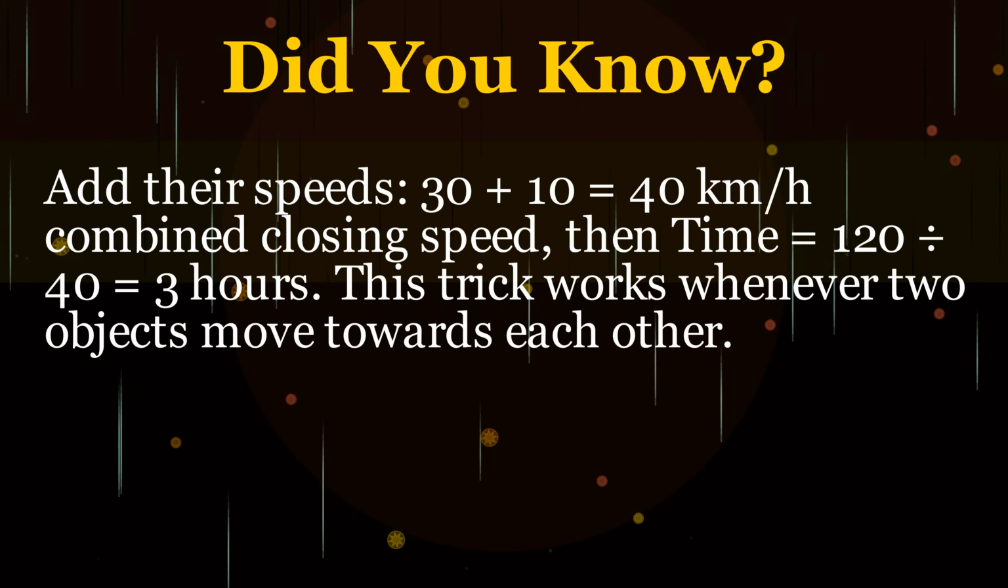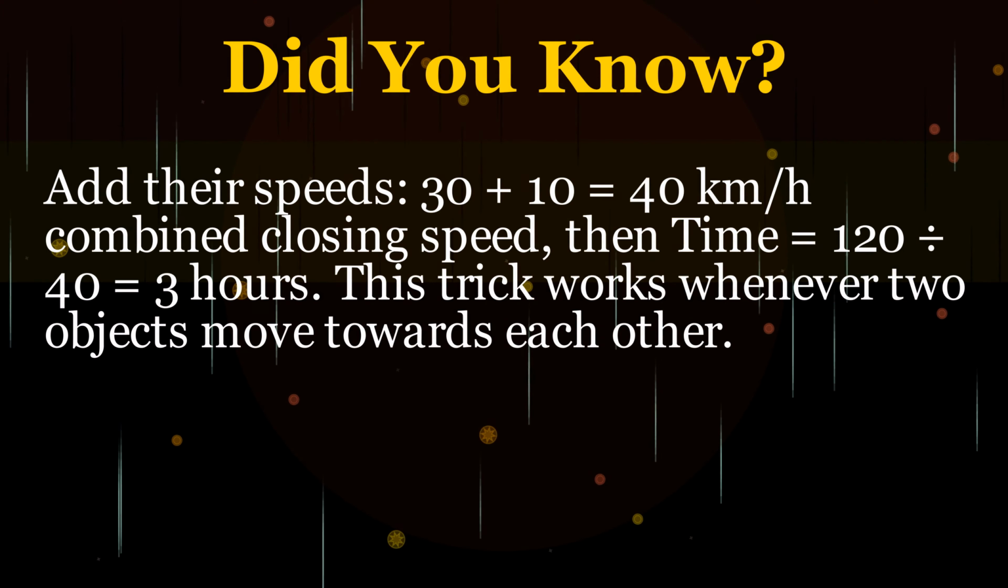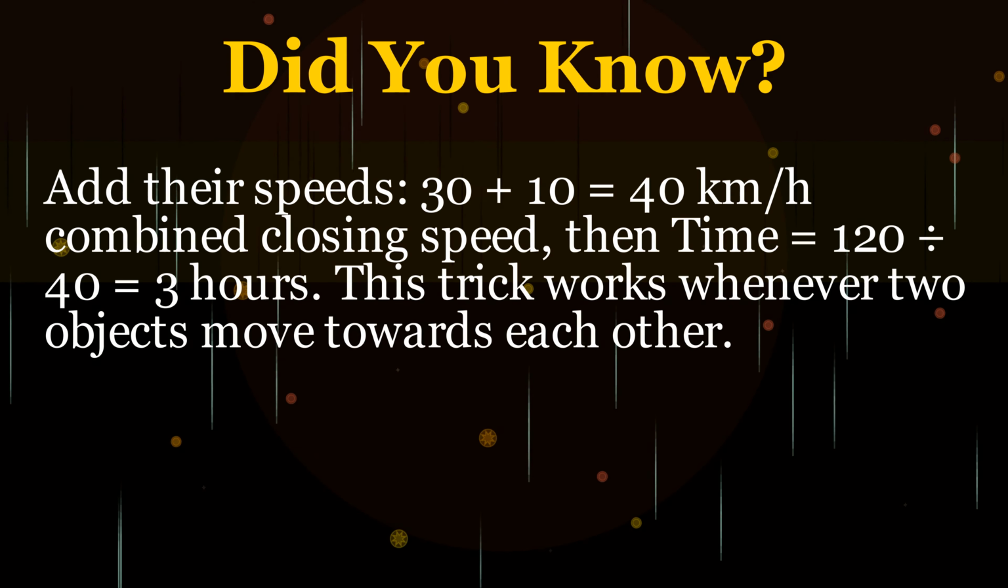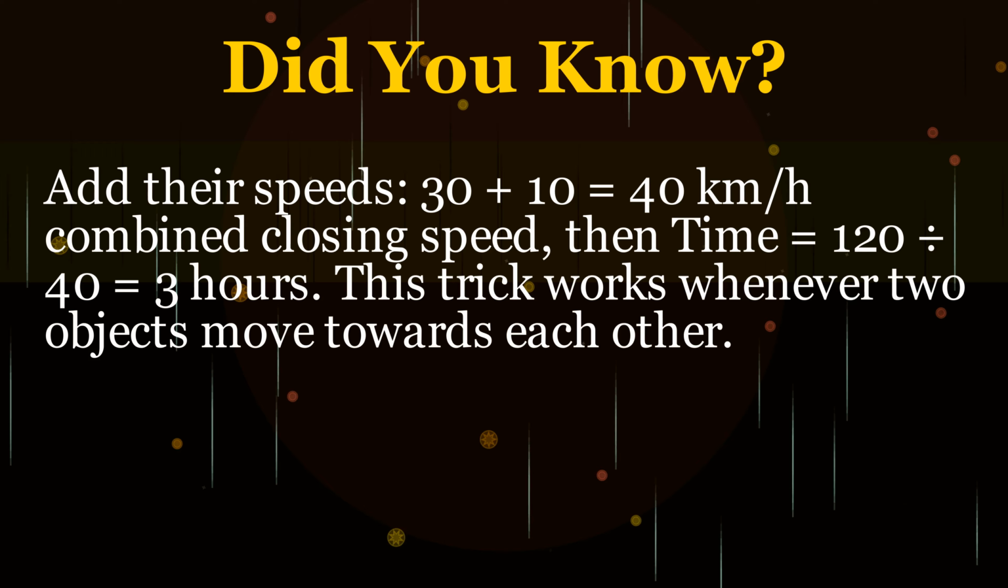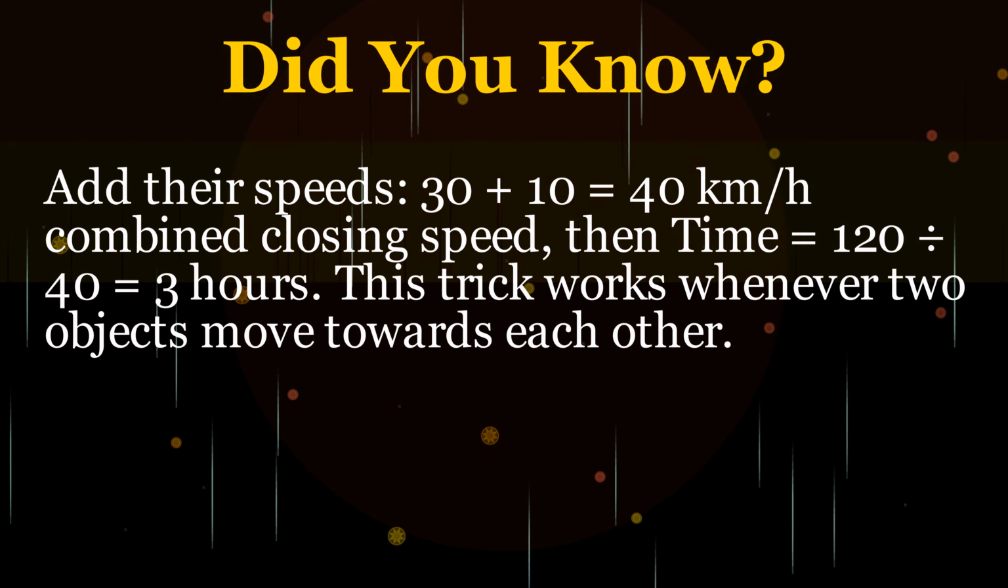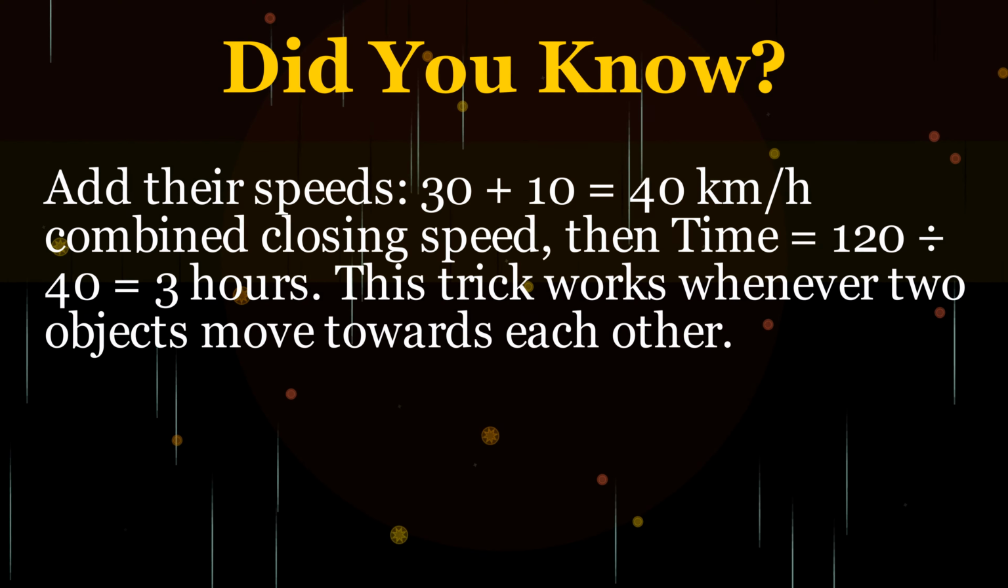Impress your friends with this fact, add their speeds, 30 plus 10 equals 40 km per hour combined closing speed, then time equals 120 divided by 40 equals 3 hours. This trick works whenever two objects move towards each other.